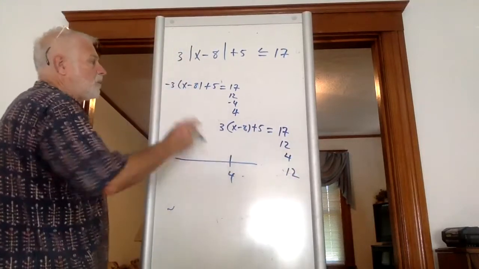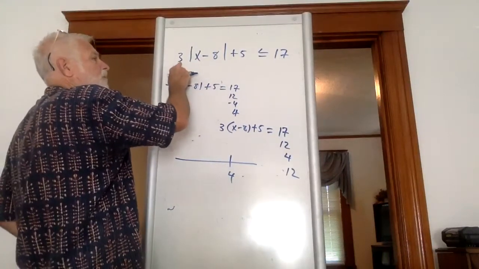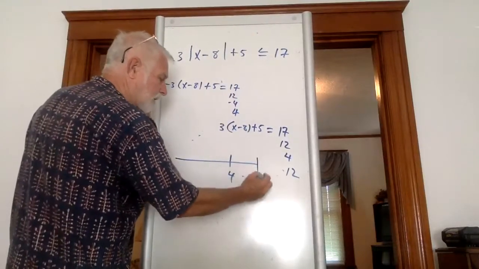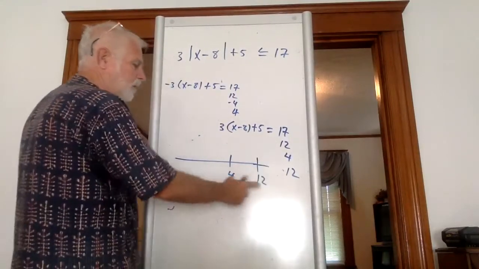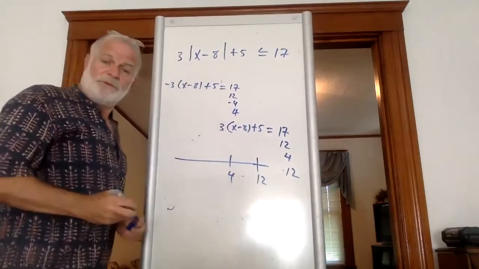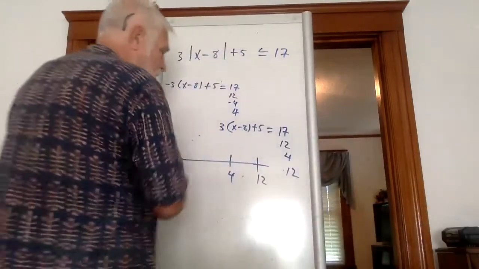So let's just check that real quick. Let's put it in the original. 12 minus 8 is 4. 4 times 3, 12, plus 5, 17. And let's add the two numbers, 4 and 12. Just some helpful things to think about. 4 and 12 is 16, divided by 2 is 8. Okay, so there's symmetry here between those two points of intersection. So this is good, 4 and 12.